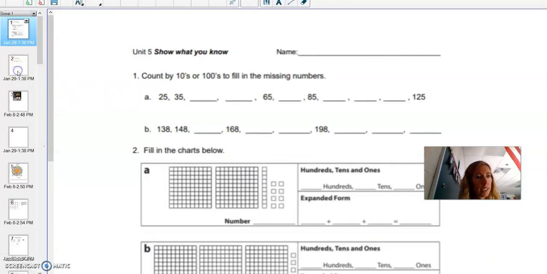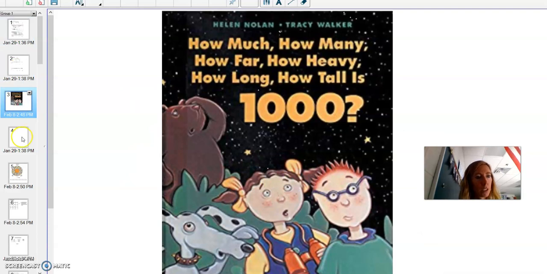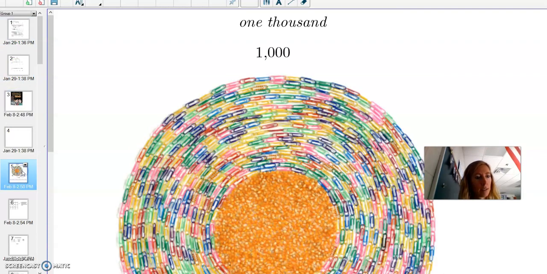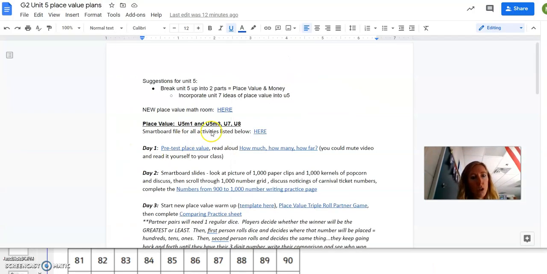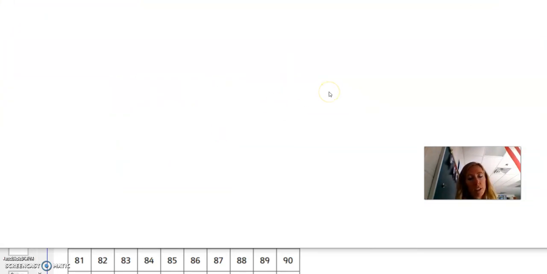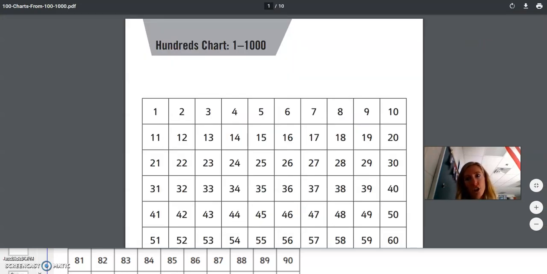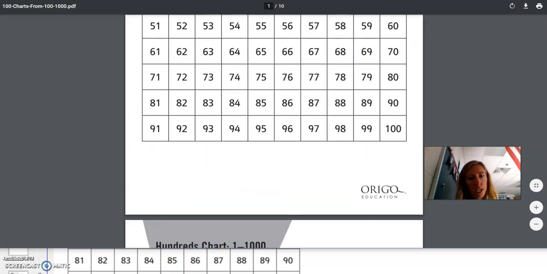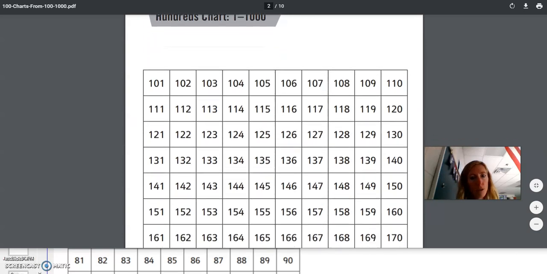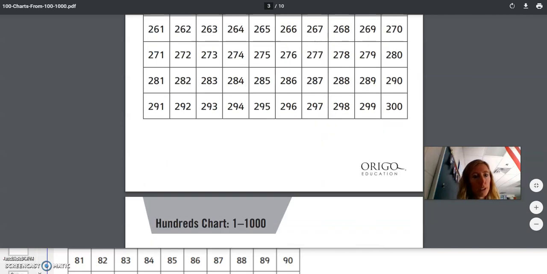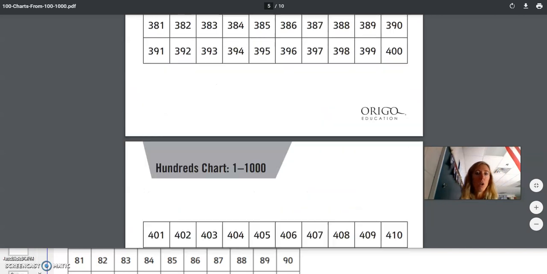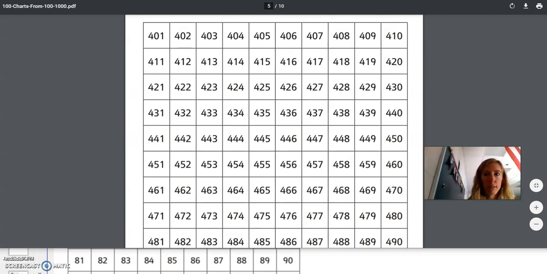So here's the pretest. Then I go here to the book. Then I keep going. Day 2, there's the 1,000 kernels and the 1,000 paper clips. And now let's click on this link and scroll through and see what 1,000 looks like on a chart of numbers. Because if I just go to 100, but now the next ones will go to 200. And then I have to do all the 200 numbers. So it's good for a kid to see, like, whoa, yeah, it takes a while to get to 1,000.